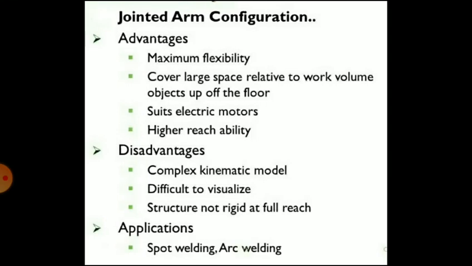So the advantages of the jointed arm configuration: it has maximum flexibility, covers large space relative to work volume, can reach objects up off the floor, suits electric motors and has higher reachability. Disadvantages: complex kinematic model, difficult to visualize, and the structure is not rigid at full reach. Applications are used for spot welding and arc welding.